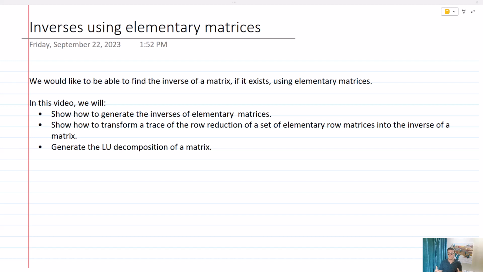So that's basically what we're going to be doing. We're going to be doing those three things. And hopefully by that point in time, you'll have a really clear sense of how we do row reduction using elementary matrices and how they convert into inverses.